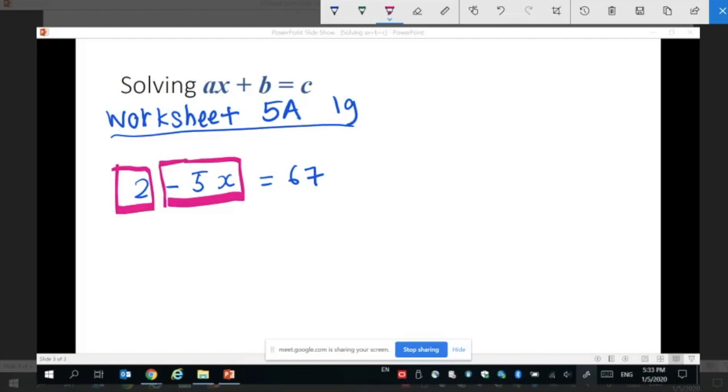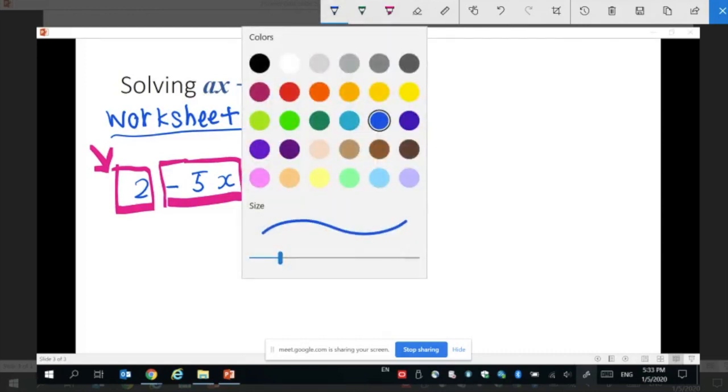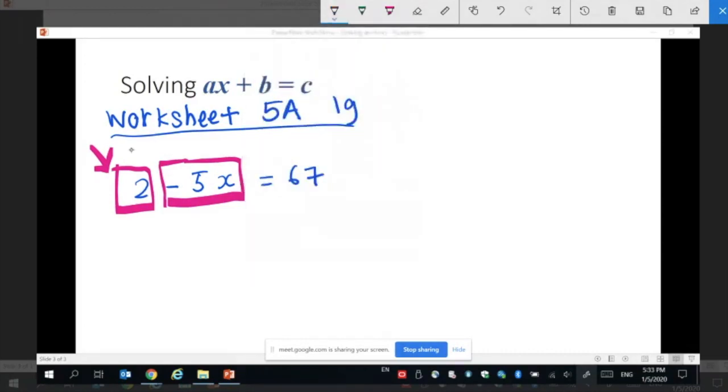So I need to get rid of the plus 2. To get rid of the plus 2 here, I need to minus 2 on both sides of the equation. So let's minus 2 here and minus 2 here. So minus 2 plus 2, I'll get 0. So 0 minus 5x, which is the same as minus 5x. 67 minus 2 is the same as 65.